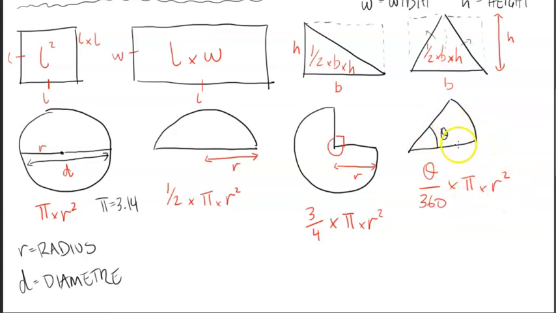For the formula for this one, you just put whatever the degree is over 360, and the reason why it's 360 is because there's 360 degrees in a full circle. You're getting a portion of that angle out of 360. And then again, you just multiply it by pi times the radius squared. And the radius in this case, if I was to draw it on something like this, would be this length here.